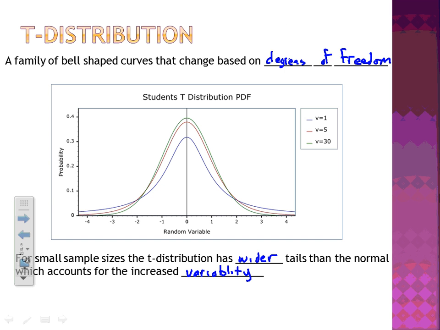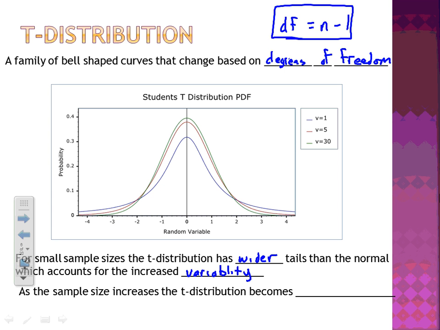Degrees of freedom, a lot of times labeled DF, and what you're going to do, without going into the ins and outs of it, is basically take your sample size and subtract 1. And that's going to help us account for bigger sample sizes having less variability. So there'll be more degrees of freedom. And the more you use this, the more familiar you become with it, it actually starts to make sense how this becomes more and more normal. So as the sample size increases, the t-distribution becomes more and more normal.